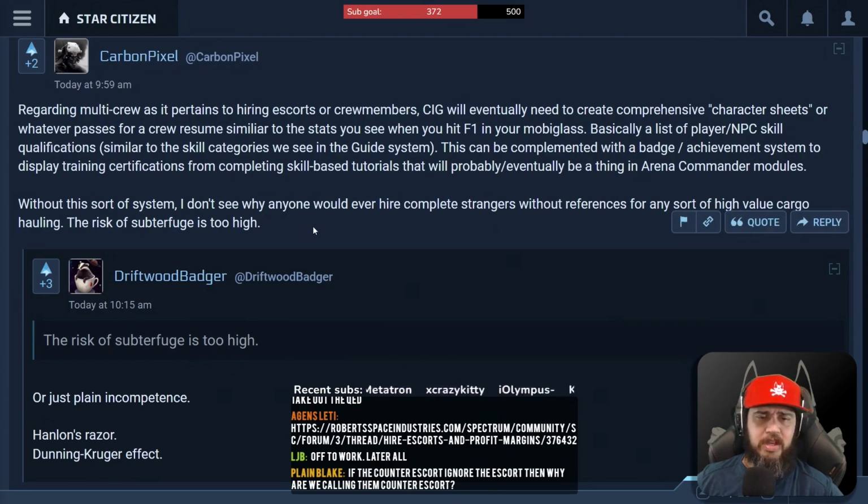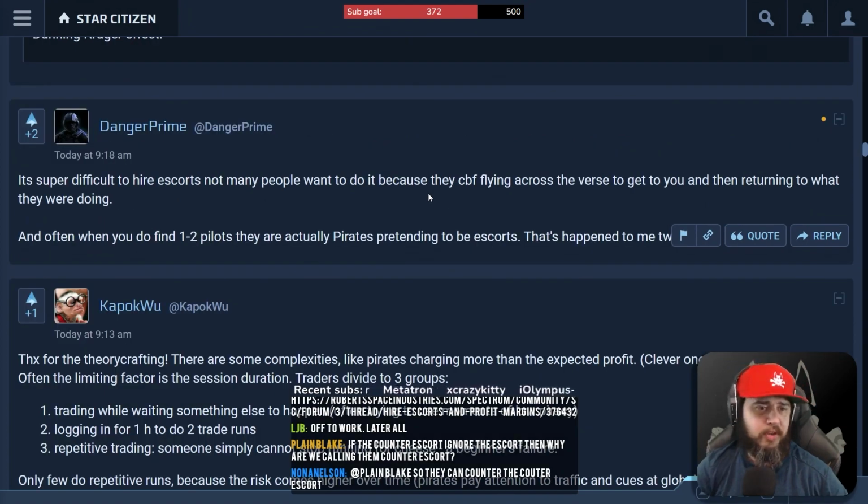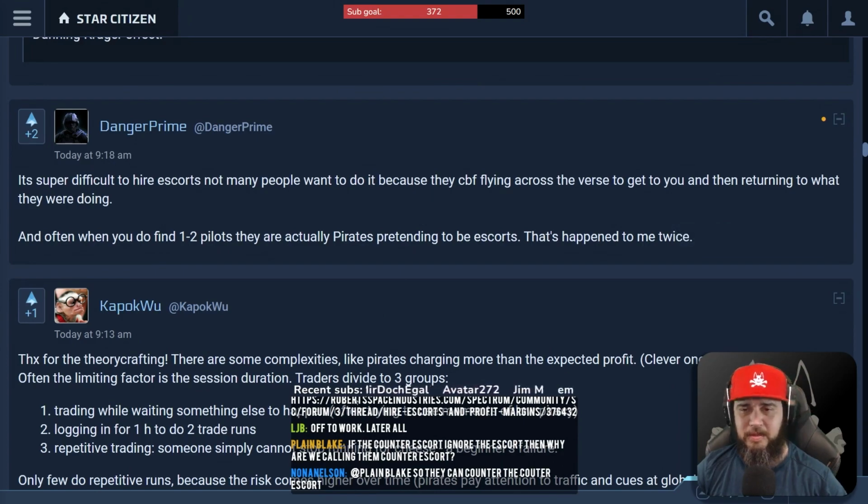Without this sort of system, I don't see anyone hiring complete strangers without references for any sort of high-value cargo hauling. The risk of subterfuge is so high. This is why organizations exist, and you join an organization that has a good reputation, or you hire people from an organization that has a good rep. It's super difficult to hire escorts. Not many people want to do it because they can't be bothered flying across the verse to get to you and then returning to what they were doing. And often when you do find one or two pilots, they're actually pirates pretending to be escorts. That's happened to me twice.